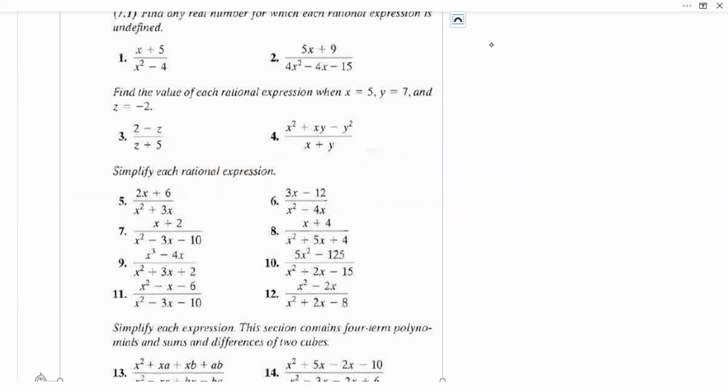So let's move to number 5. Number 5, simplify rational expression. Okay, I just move on here, more space here. Number 5, so first, just like we said, with these kinds of rational expressions, first we need to factor the numerator and denominator, right?